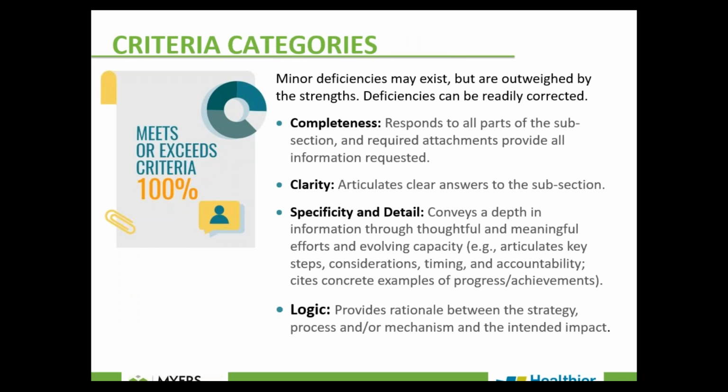So for completeness, reviewers will confirm that the response addresses all of the section categories and that all attachments are provided. For clarity, the reviewer is really noting whether the response is clearly articulated. So from the response, the reviewer, for example, can understand that a process is being outlined versus it having gaps that create a problem.